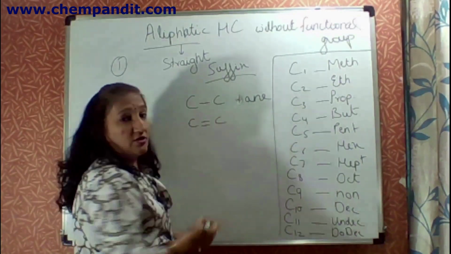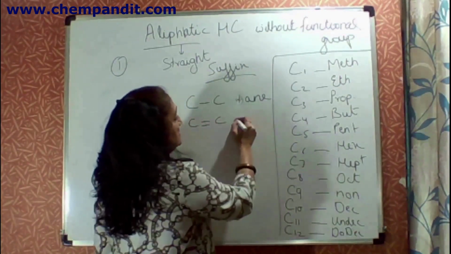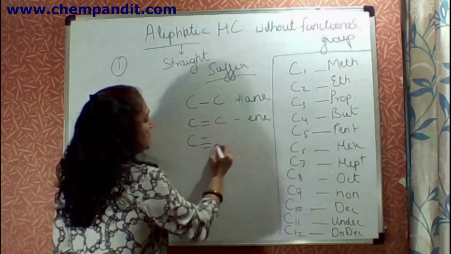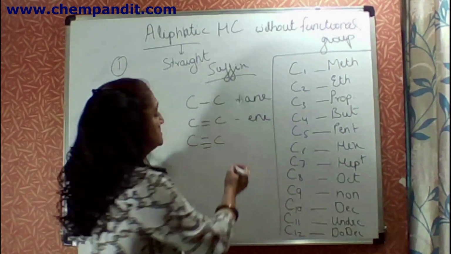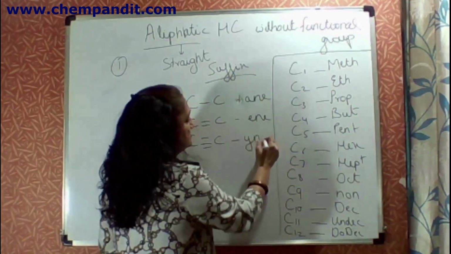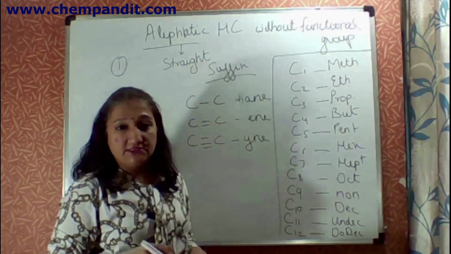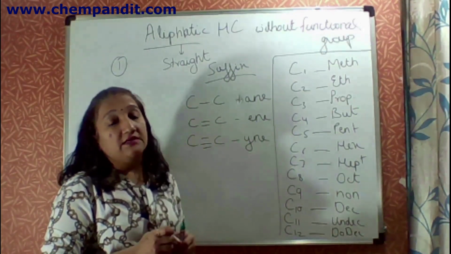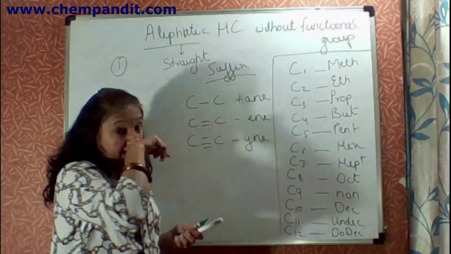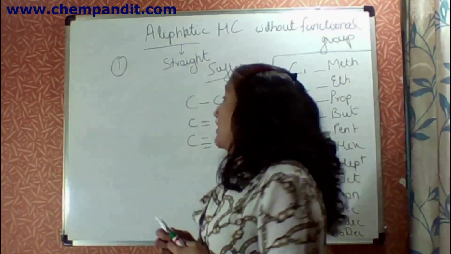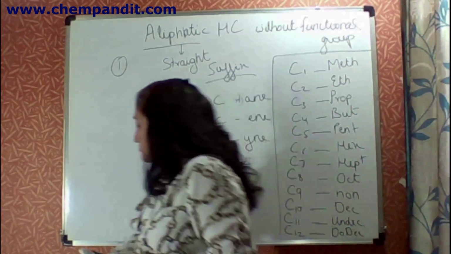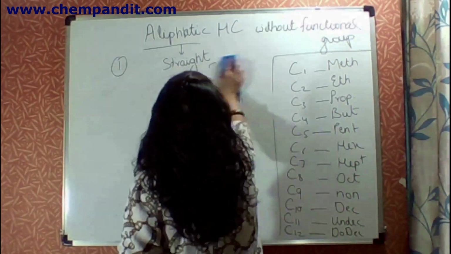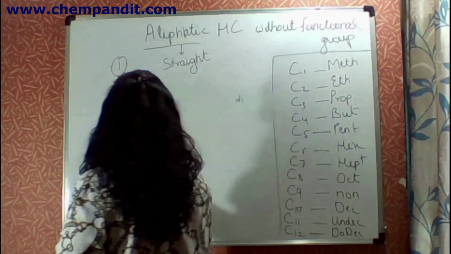If there is a double bond present between two carbons, the suffix will be ene. If there is a triple bond between two carbon atoms, the suffix will be ine. Ine, right? We have already discussed hydrocarbons: alkane, alkene, alkyne. So this is the same thing. Clear? Now, based on these two rules, the root word and the suffix, let's take a few examples.